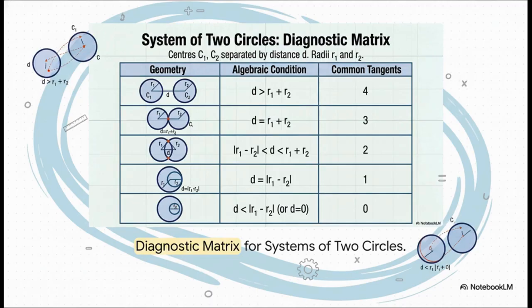But as you push those circles closer together, D decreases. They touch externally at 3 tangents, then they intersect to share 2, touch internally for just 1, and eventually one completely swallows the other whole, dropping to 0 common tangents. Visualizing how these variables change makes the complicated algebra feel completely intuitive.